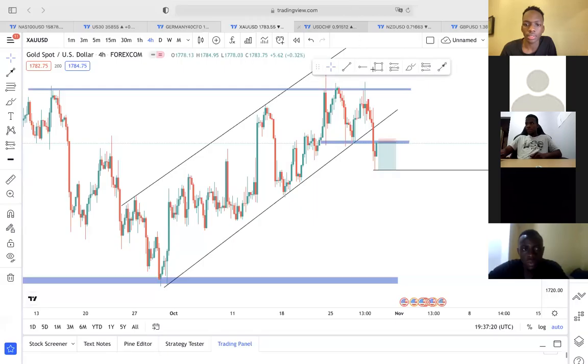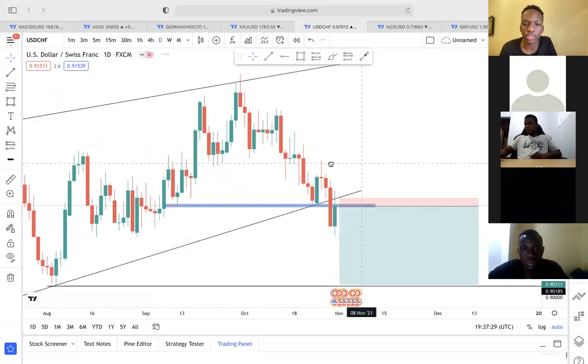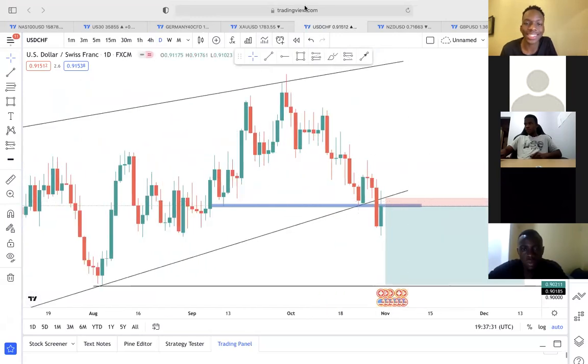Right. Sorry about that. I mistakenly clicked stop share. Right. So you can pretty much see this is the exact same setup as gold, guys. Clear breakouts and resets. But in this case, not only did it retest this zone over here, the zone of support, it also retested the trend line.